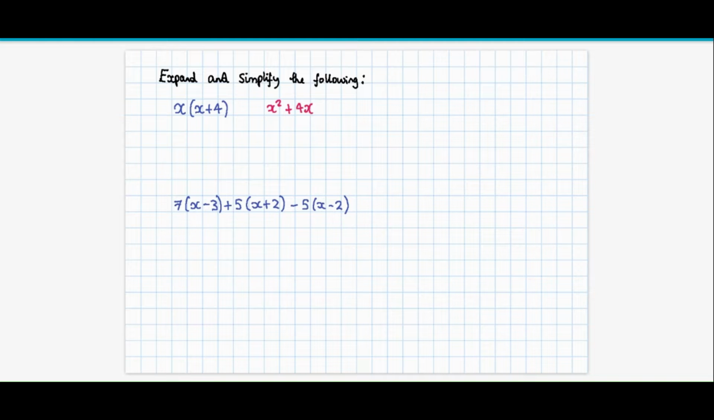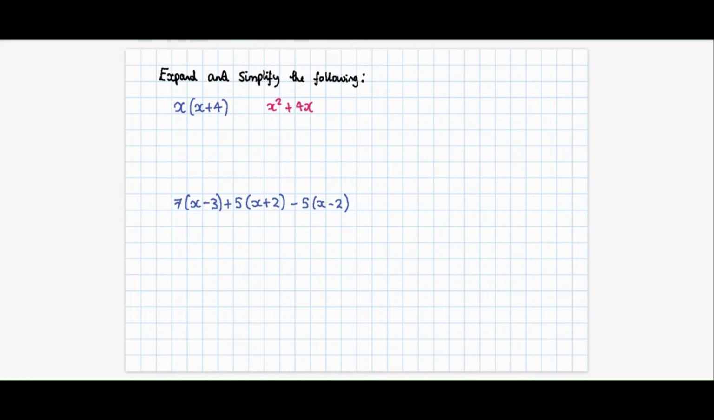The next one, we've got 7 brackets x minus 3 plus 5 brackets x plus 2 minus 5 brackets x minus 2. So what we want to do here is expand it, then add it together and simplify it. So for this first one, we've got 7 times x, which is going to be 7x. Then we've got 7 times minus 3, which is going to be minus 21. Then we've got plus, and then 5x, and then 5 times 2, which is going to be plus 10. Then we've got minus, and then 5 times x, which is 5x, and then 5 times minus 2, which is going to be minus 10.